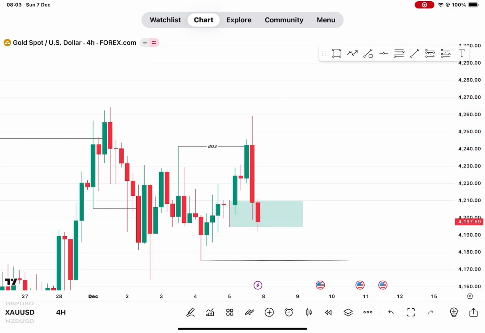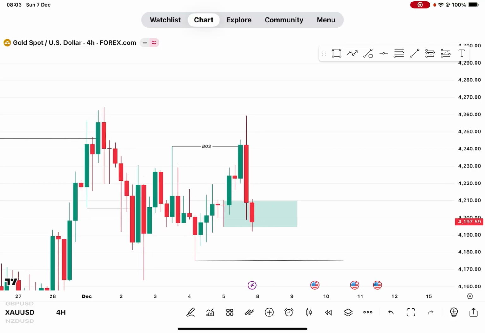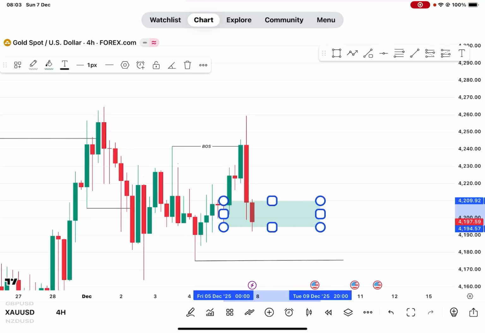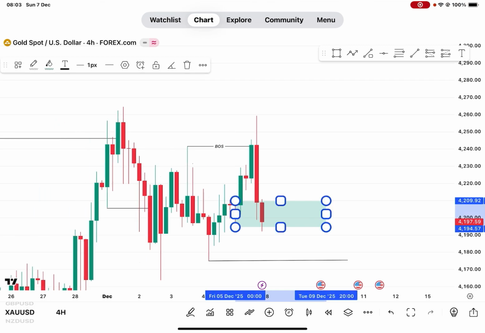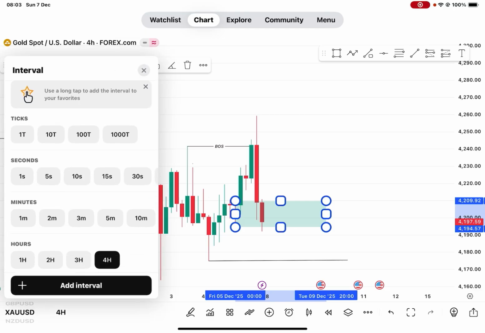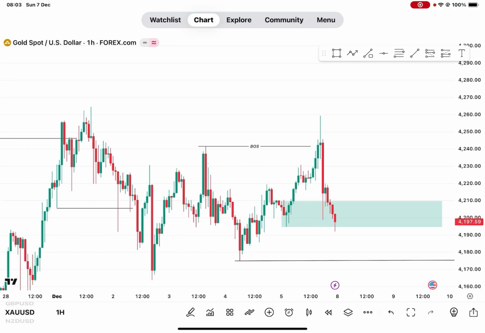So gold might just continue in its bullish move immediately. So now we need to go to our next time frame, which is our 1-hour time frame. So we can go to a 1-hour time frame right now and see. And what do we look for in our 1-hour time frame?